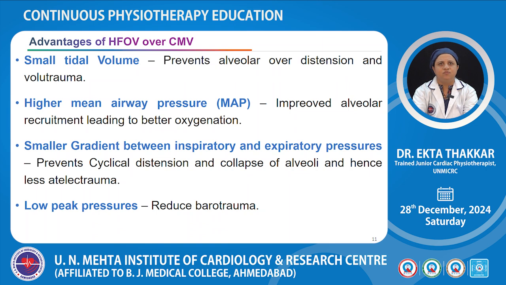Advantages of HFOV over CMV. There is small tidal volume that prevents the alveolar overdistension and volutrauma. Higher mean airway pressure improves the alveolar recruitment, leading to better oxygenation. Small gradient between inspiratory and expiratory pressure prevents the cyclical distension and collapse of the alveoli and hence less atelectrauma. Low peak pressure reduces the barotrauma.